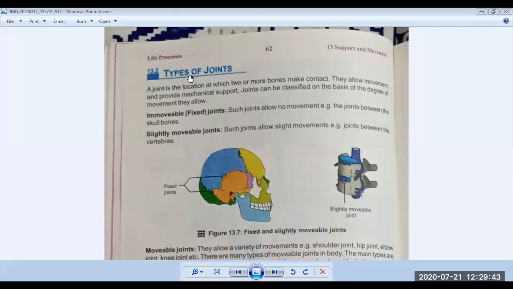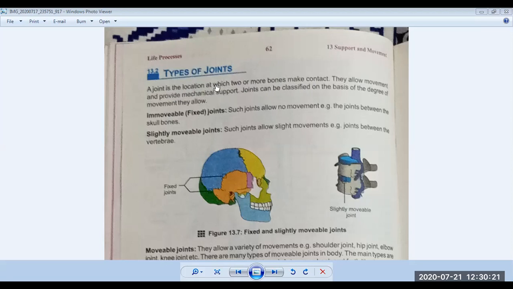First of all, the question is: what is a joint? First I will discuss the definition. A joint is the location at which two or more bones make contact. Look at your book. Joints allow movement and provide mechanical support. So this is very important.